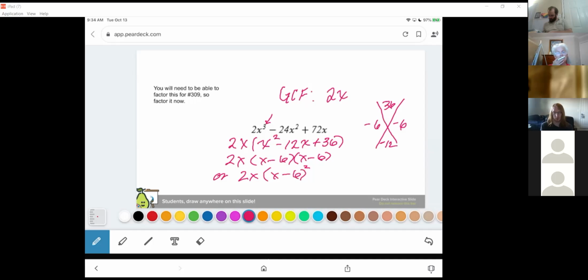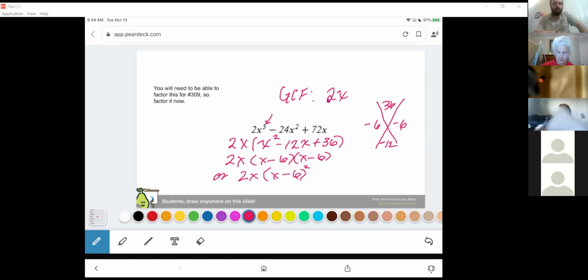Okay, so you could factor that to be 2x times x minus 6 times x minus 6, or you could write it 2x times x minus 6 quantity squared. And that is the last of the Pear Deck presentation.